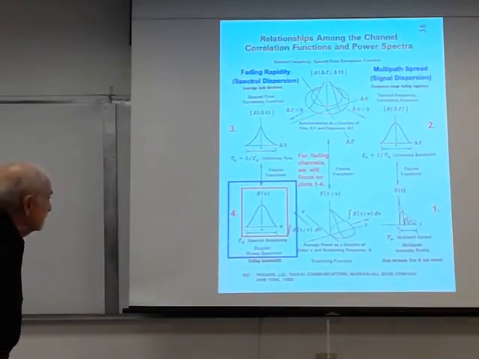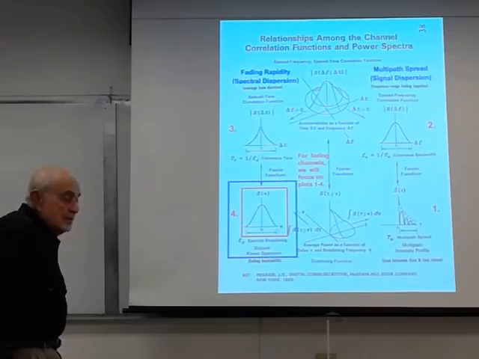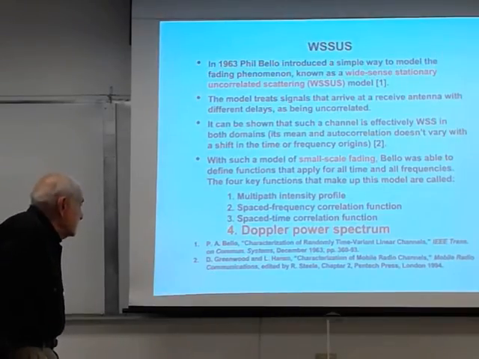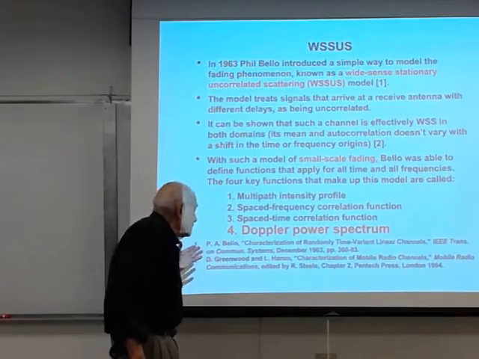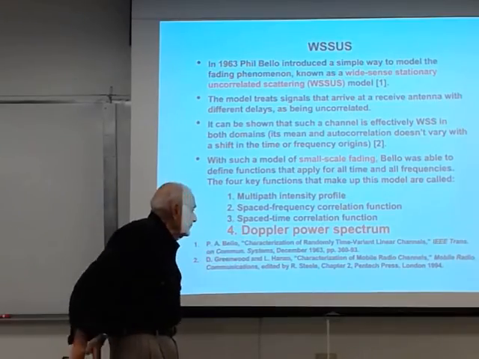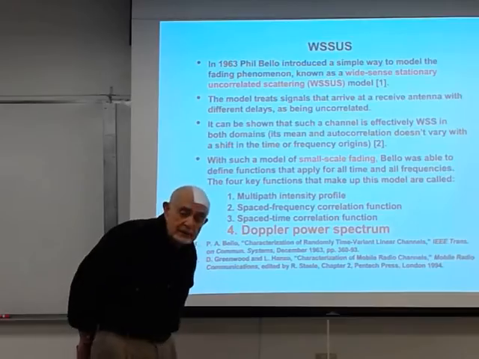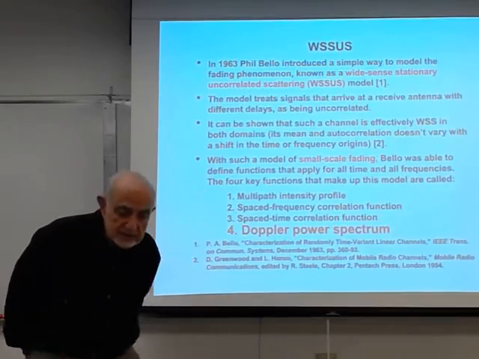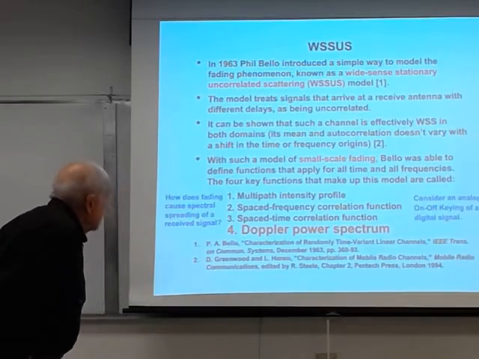And finally, the Fourier transform of that space time correlation function is what gives us the Doppler power spectrum. And this is the one that there's probably more to be said about than any of the others.